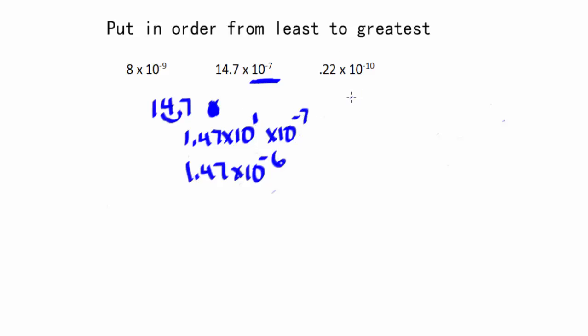And then over here we got to make 0.22 in scientific. We move it to the right one, so that becomes 2.2 times 10 to the negative 1.